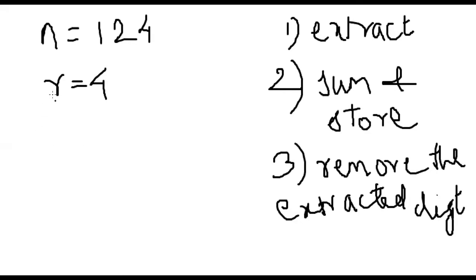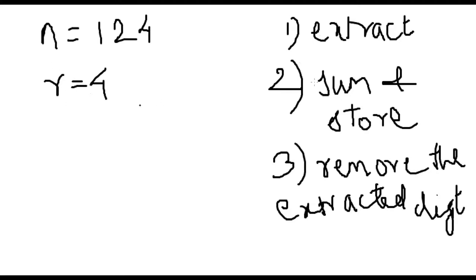Now don't worry about how extraction is done, that I'll tell you later. Let's assume that we know how to extract. So we have extracted and we got 4. As I already told you, extraction happens from the rightmost side. So our rightmost digit is 4. So 4 will be extracted and we'll store that value in one variable, and we are assuming that variable to be r.